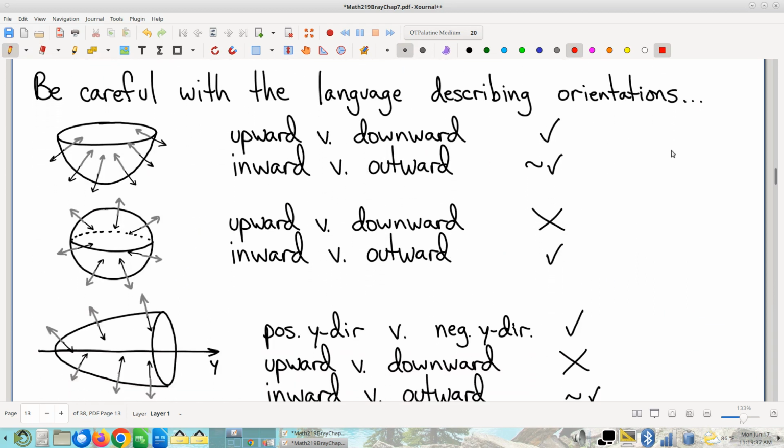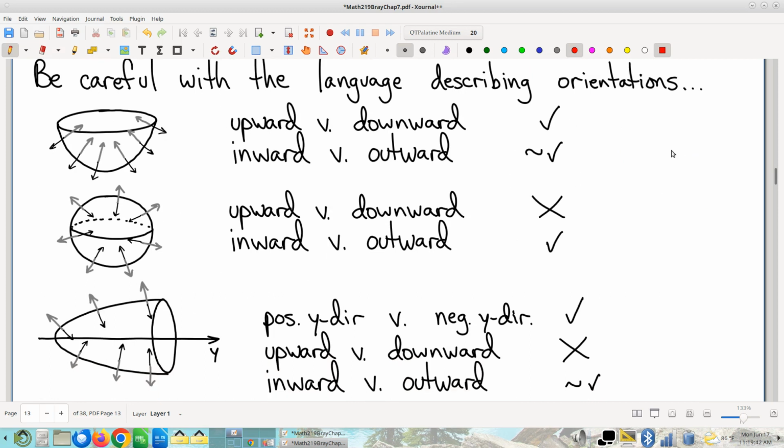Okay, now let's talk about the language. You got to be a little bit careful with the language. It is a slightly complicated story as to how to talk about orientations. How, for example, if I have this surface right here, and I have these two possible orientations, right? There's this orientation like that in green, and there's this orientation like this, highlighted in blue. How would I describe these two orientations?